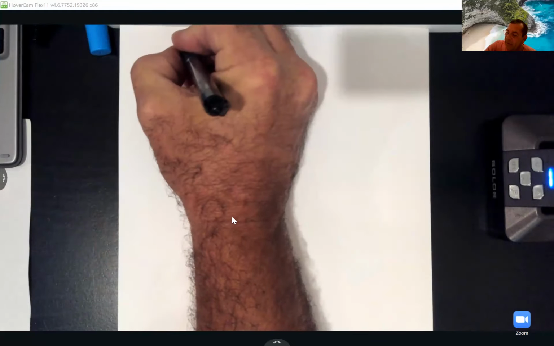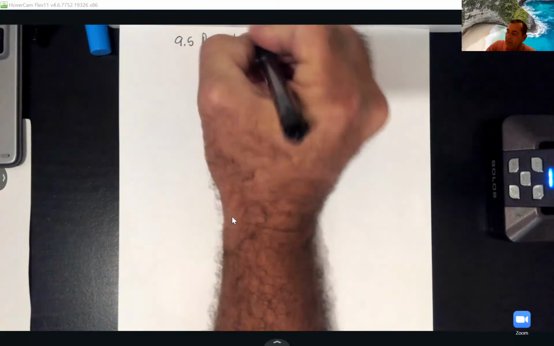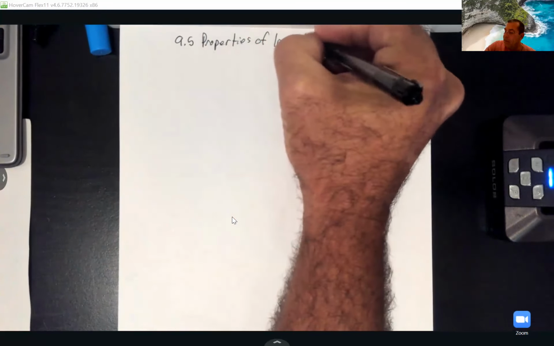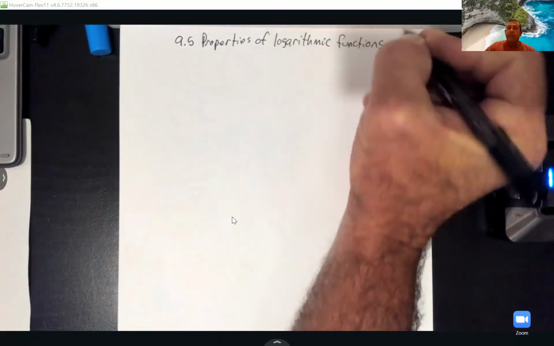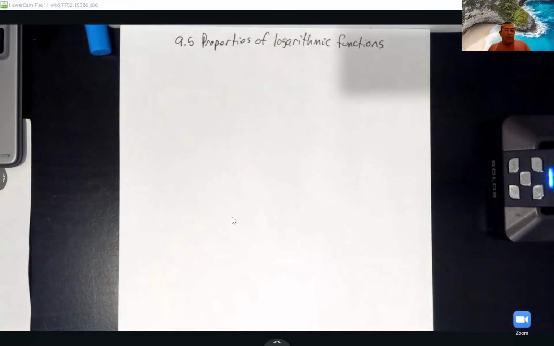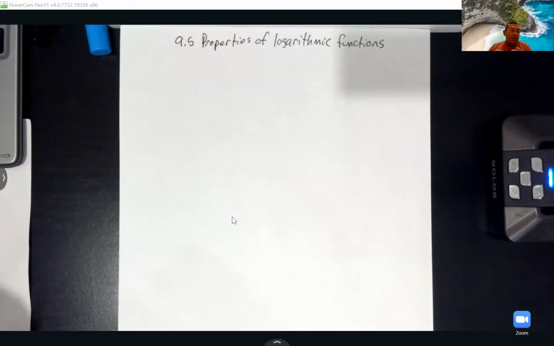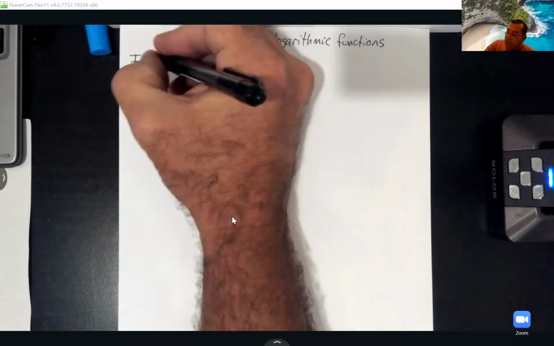All right, so today we're knocking out 9.5 properties of logarithmic functions. All right, so there's 4 rules we're going to look at, and then we'll start doing the problems based off these 4 rules. And these are sort of similar to the exponent rules. So my first one I got is the product rule.